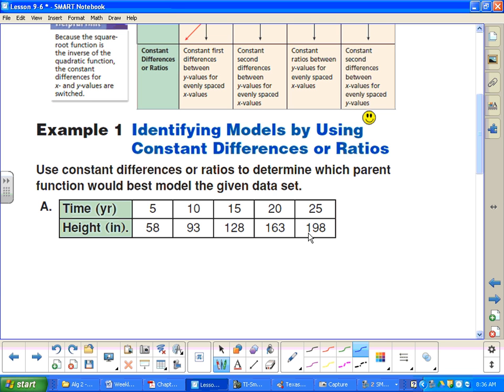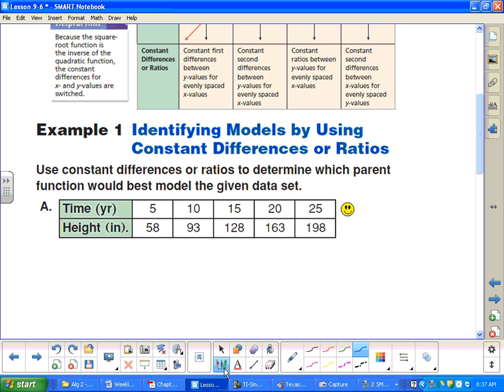So first of all, we look at the x values. Here we've got the time and year as our x values, and these are all evenly spaced. That means that this could either be linear, quadratic, or exponential. It can't be square root because with square root, the y values would be evenly spaced, possibly. So we have evenly spaced x values, and now we're going to find the differences between them.